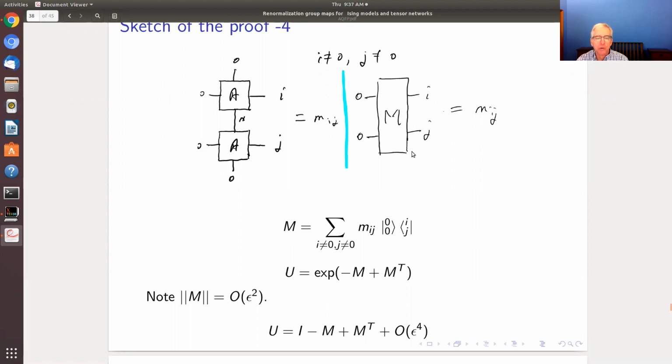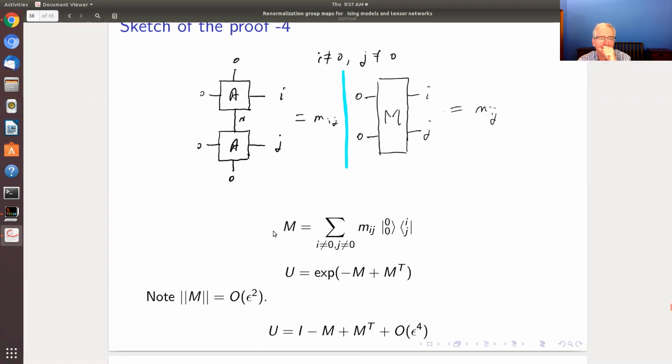And then U is going to be the exponential of minus this M plus its transpose. As I said, this thing has the same structure as U, so you exponentiate it and you get back a tensor that has the right structure to serve as your U. This thing is skew symmetric, since it's just minus M plus M transpose, so this is an orthogonal transformation.